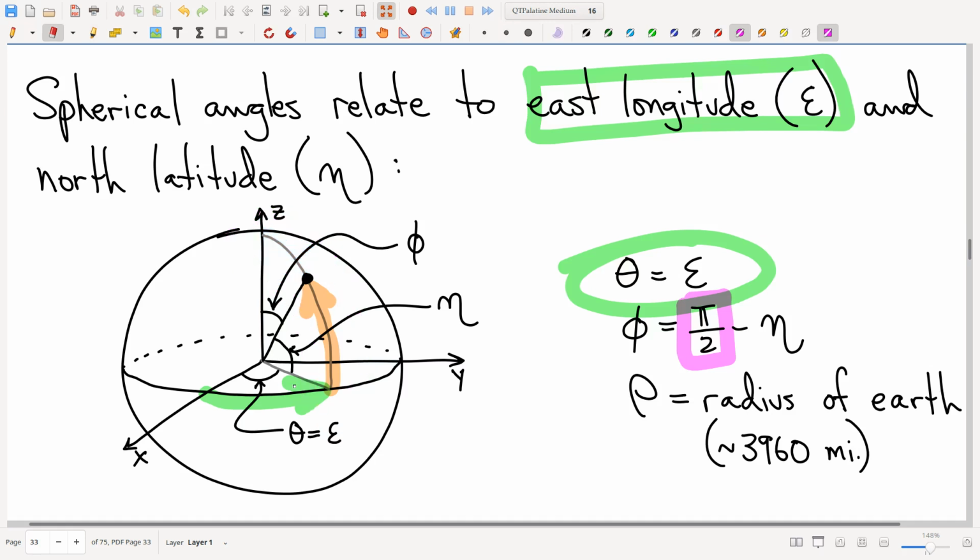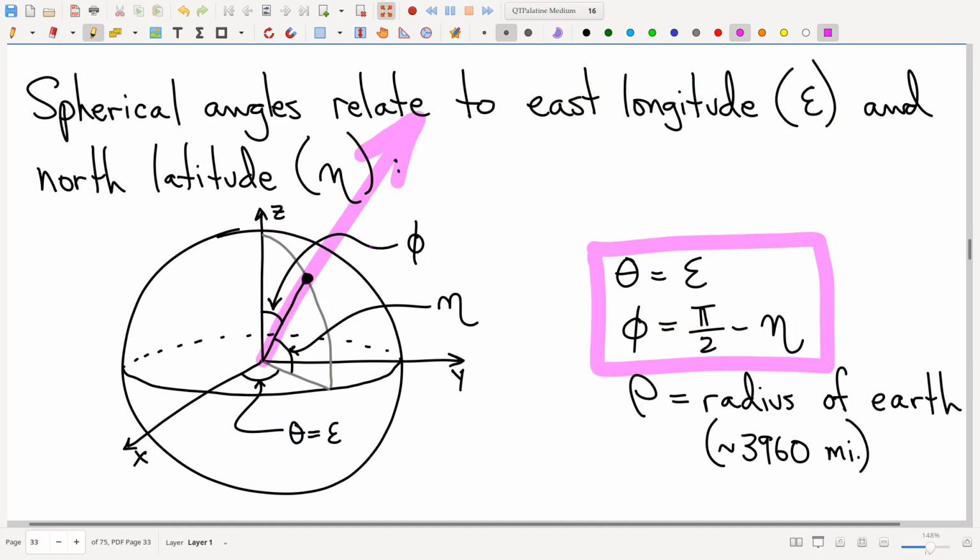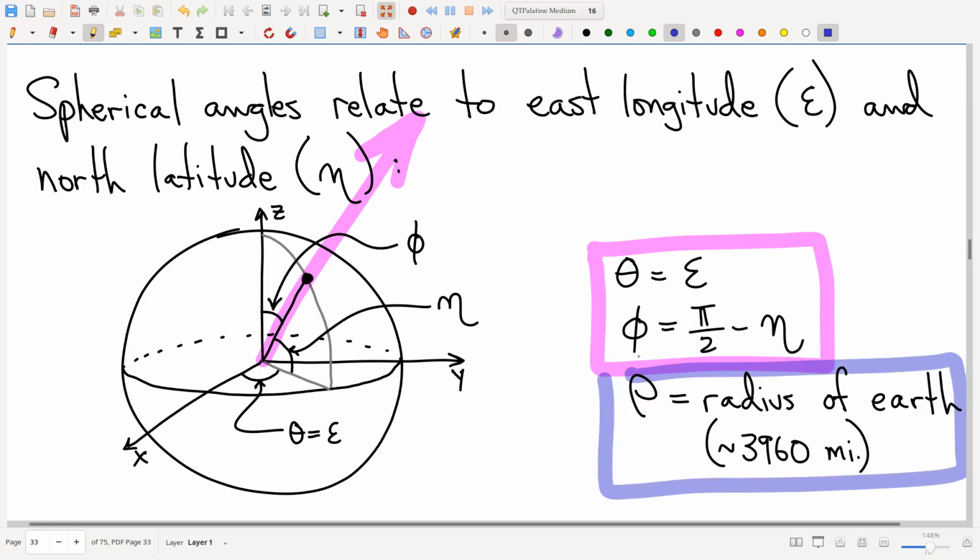All right, so with that in mind, here's a really cool application. And by the way, of course, as usual, longitude and latitude define a direction, and don't forget that rho is the, air quotes, distance, but in this case we're going the right direction, so it's literally the distance, and that distance is the radius of the Earth, which is some value. Okay. All right.